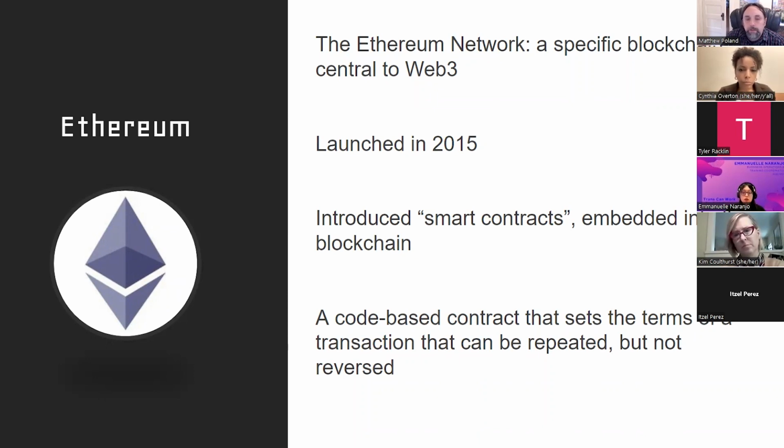Before smart contracts, the blockchain was mainly used for transacting cryptocurrency. That was it. That's all Bitcoin does, and it's all it's going to do for the foreseeable future. Ethereum does so many more things because of the smart contract. A smart contract is code that's embedded into the blockchain. It's a code-based contract that sets the terms of a transaction that can be repeated but not reversed. So there are all sorts of types of transactions that can occur on there.